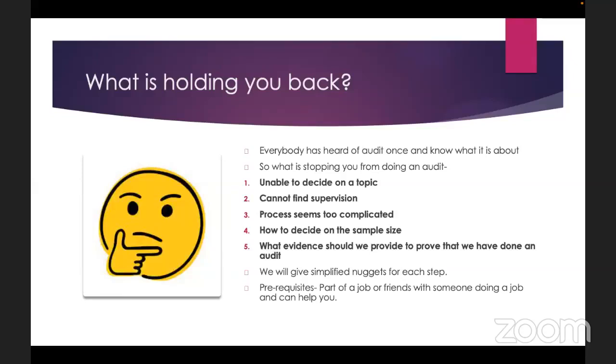But since we don't have any committee or any supervision, we cannot find a topic on our own. Now, second, again, goes hand in hand. We cannot find supervision. Third, the process seems too complicated, right? But as you saw, it's only 6 steps. It's not that complicated.